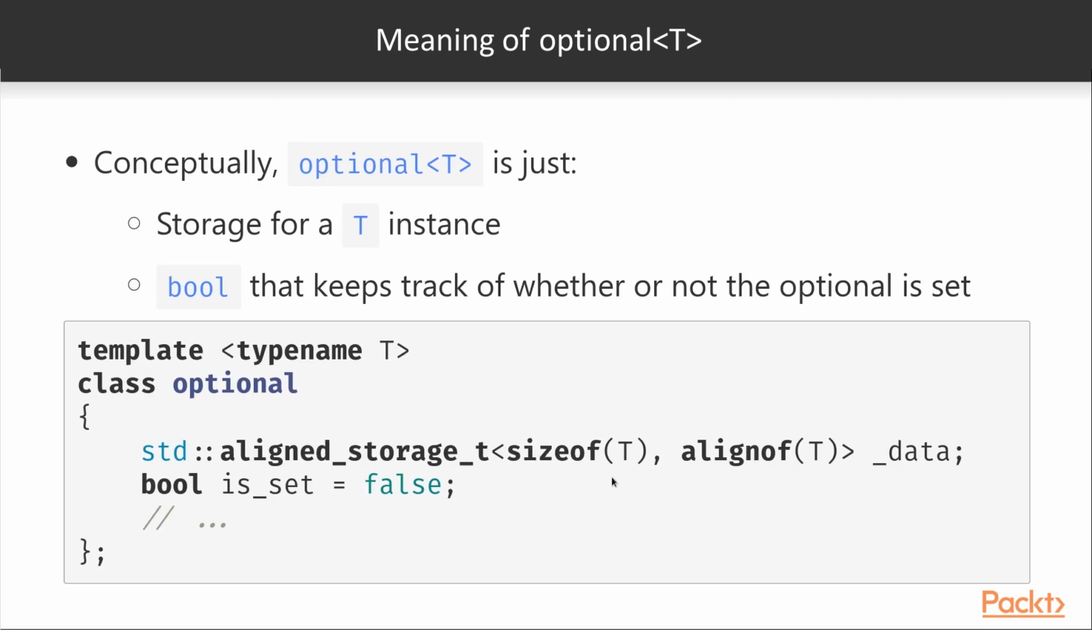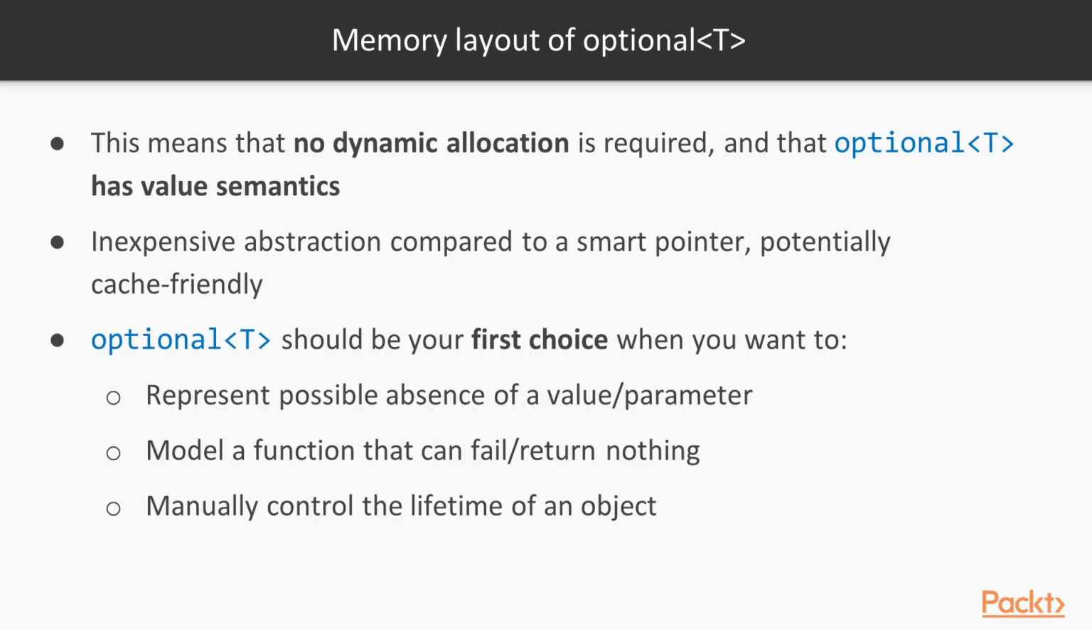And if the size and alignment both match a specific type, it is safe and guaranteed that you can instantiate a type inside that storage and it will behave consistently. If you think about it, this means that there is no dynamic allocation at all, and that you can have value semantics in optional T quite easily. It's an inexpensive abstraction compared to something like a smart pointer, and it's potentially more cache friendly because it's contiguous in memory. So if you have a vector of optionals and you're going to iterate over it a lot of times, it's going to be faster than a vector of unique pointers, as an example.